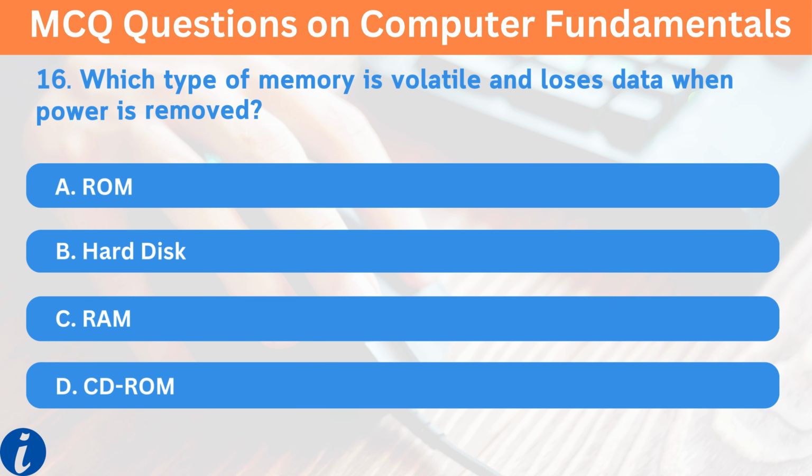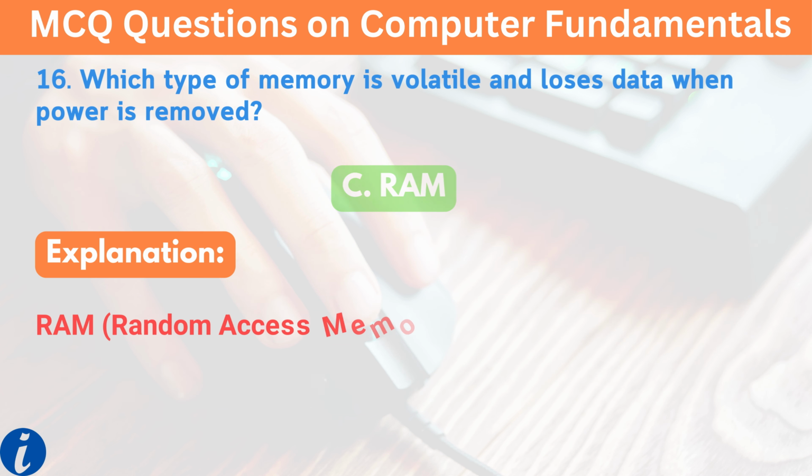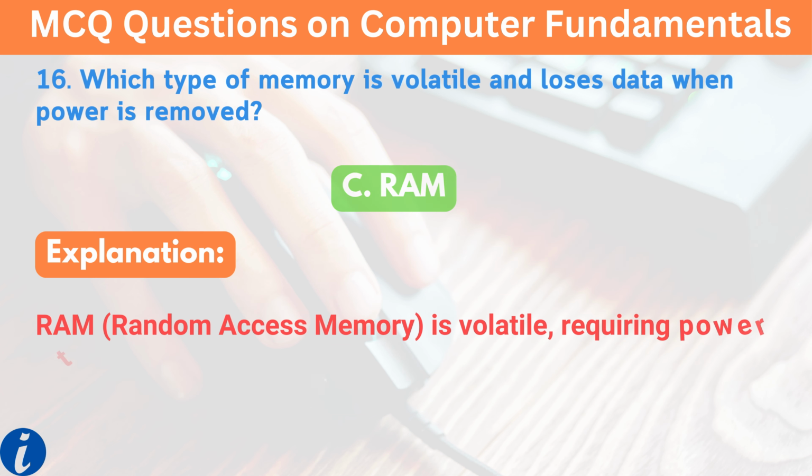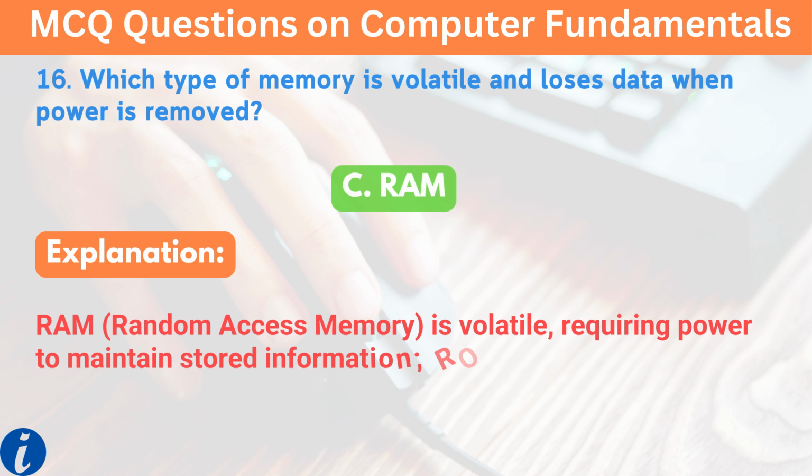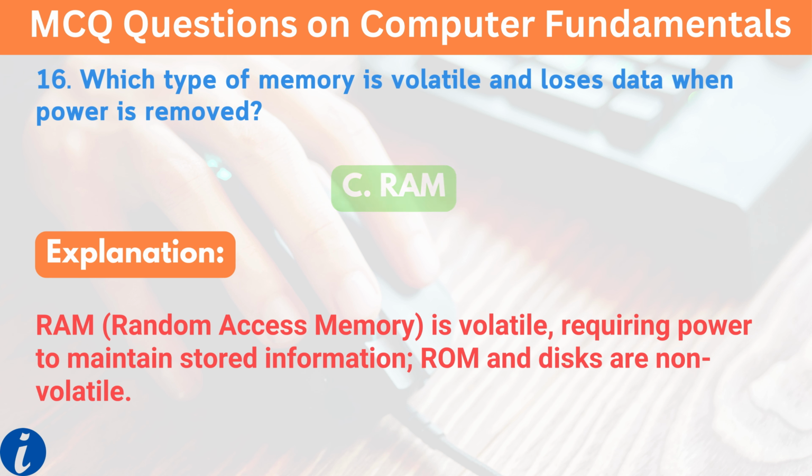16. Which type of memory is volatile and loses data when power is removed? A. ROM. B. Hard disk. C. RAM. D. CD-ROM. The correct answer is C. RAM. Explanation: RAM, random access memory, is volatile, requiring power to maintain stored information. ROM and disks are non-volatile.